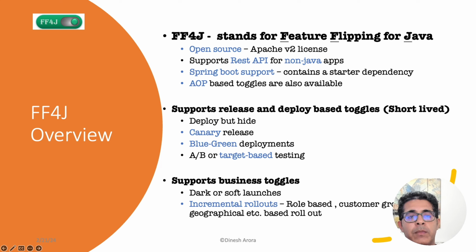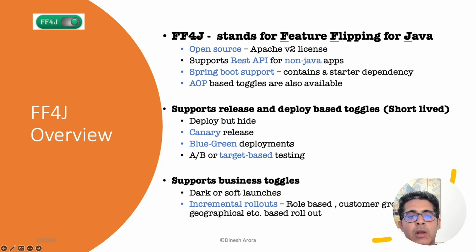If you are from the Java background, you are in luck, because this library has excellent support for Spring Boot. It has a lot of starter dependencies that you can use and directly start using the feature flag with very little code around that. And lastly, and the best feature that is available in this library, and I haven't seen this feature even in the commercial products, it has AOP based toggle, and I'll talk more about that.